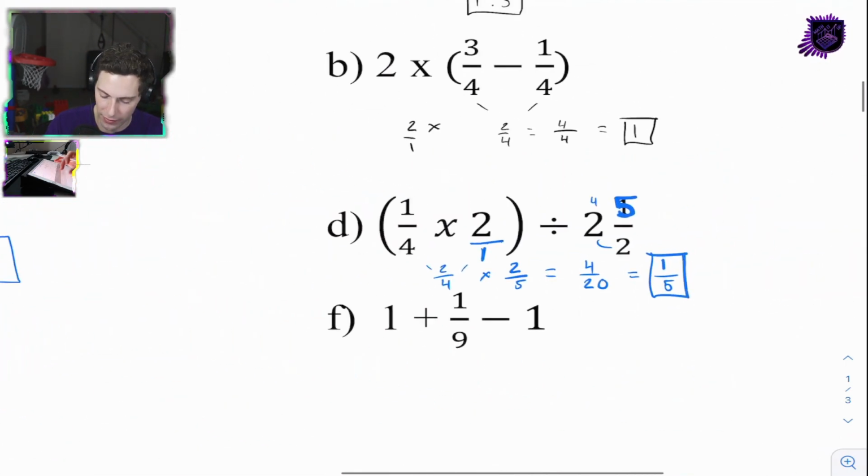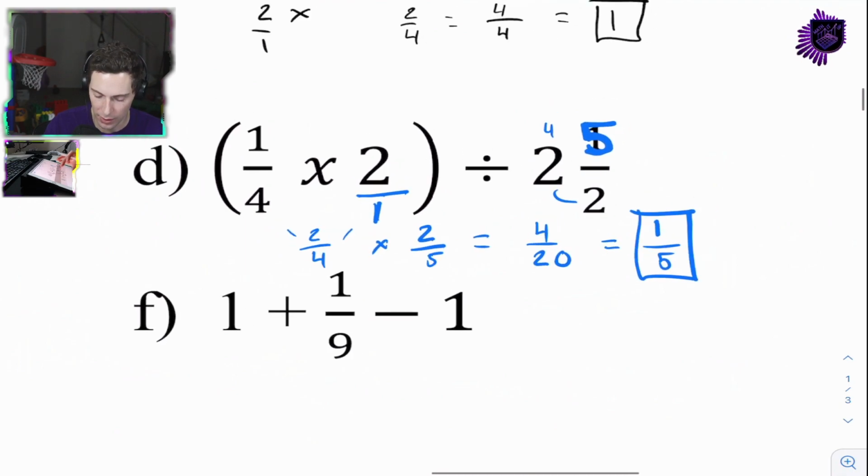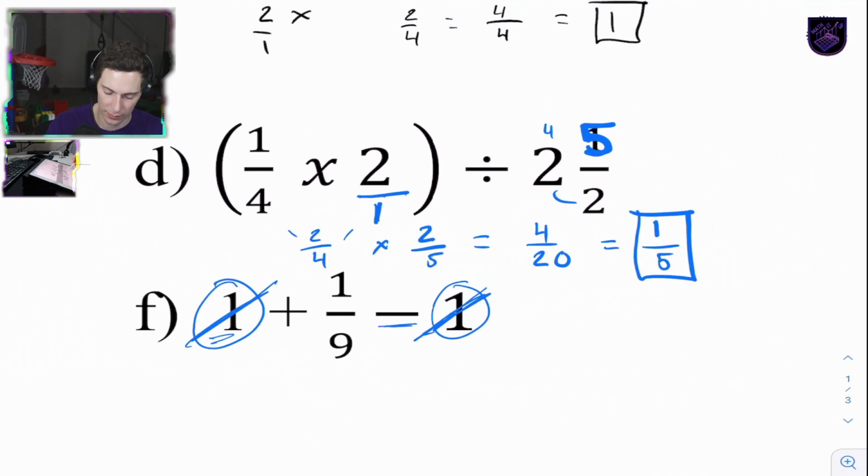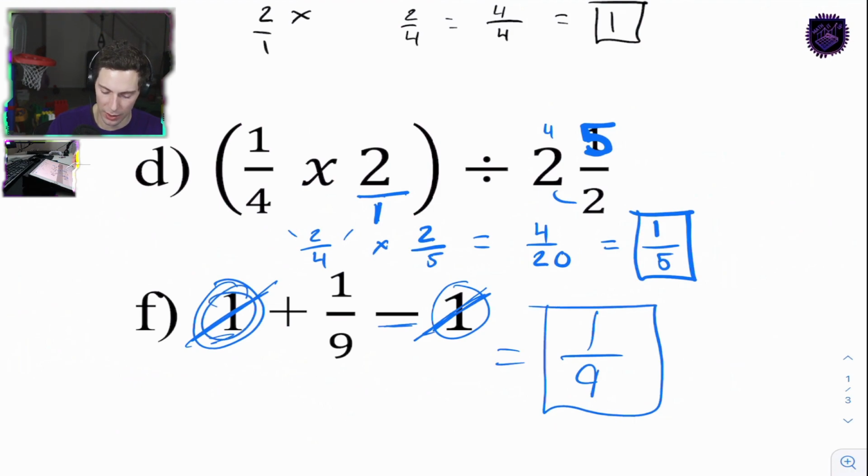E, F. Oh, interesting. Okay, so now again, I'm looking at this whole number here. Like, why do the work when you don't have to? We have 1 plus and 1 negative, right? 1 plus 1. That's going to cross each other out. And this is going to equal 1/9. Simple as that. 1 plus 1/9 minus 1. That's not too difficult. All right, 1/9.